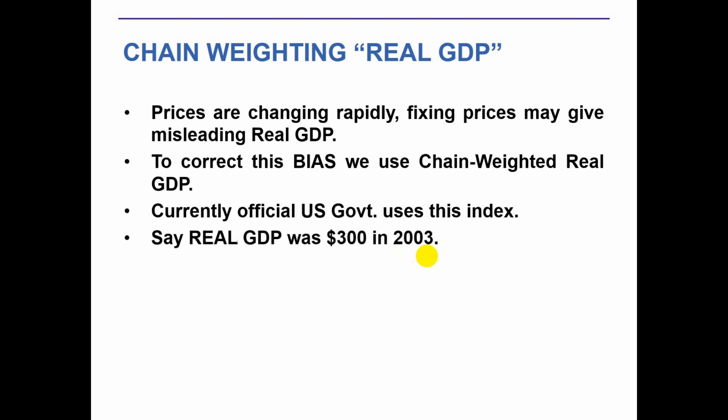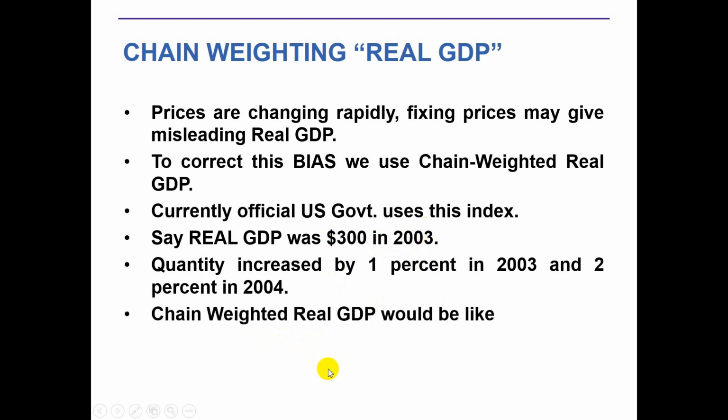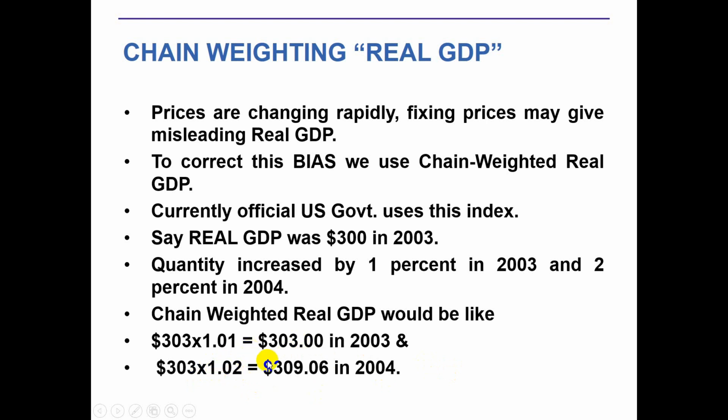For example, how do we calculate real GDP through chain weighting? Say we have $300 real GDP in 2003, then quantity increased by 1% in 2003 and 2% in 2004. So simply we just add 1% to our earlier GDP, that is 300 times 1.01, which is 101%. That would be 303, and then with the 2% increase it is about 309.06 in 2004.